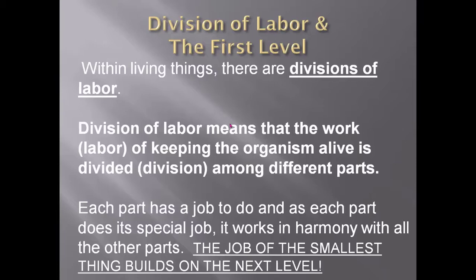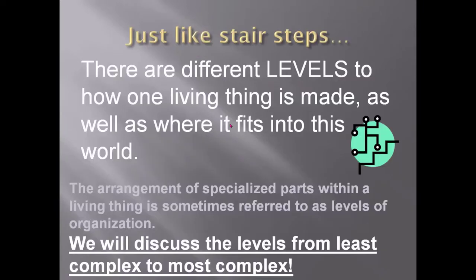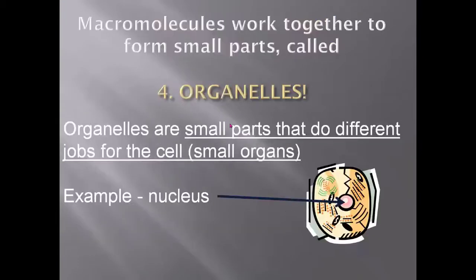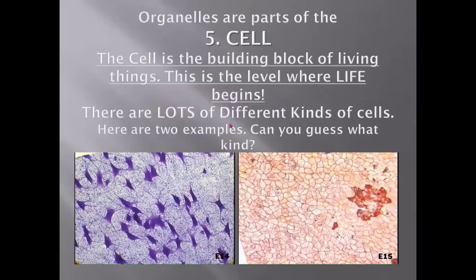We started with the division of labor as the first step in the levels of organization, and we discussed atoms and molecules and macromolecules and organelles and the cells, and different types of cells like nerve cells and skin cells were demonstrated.